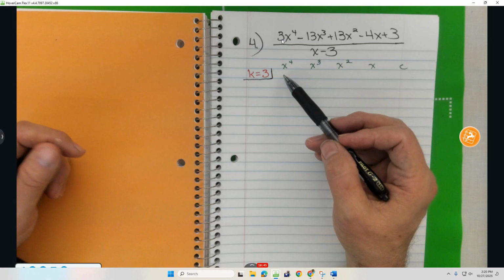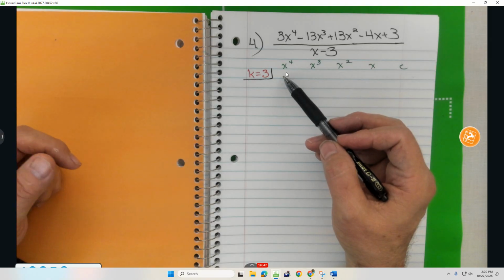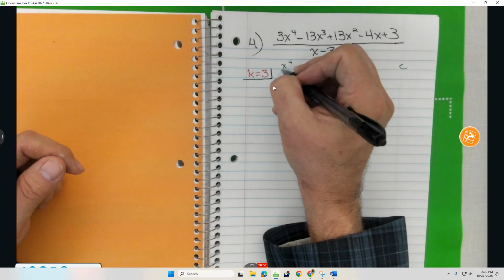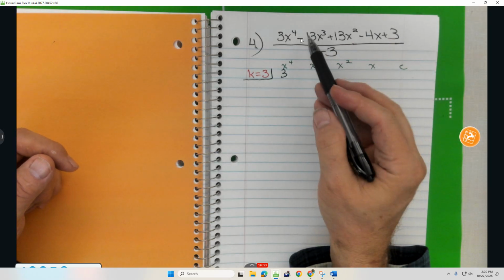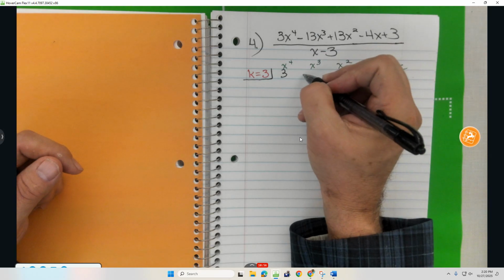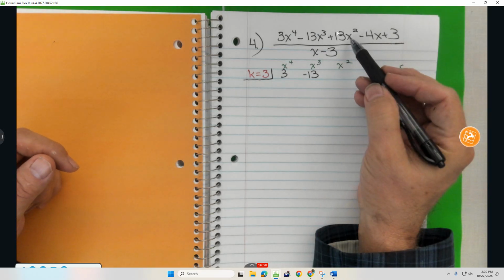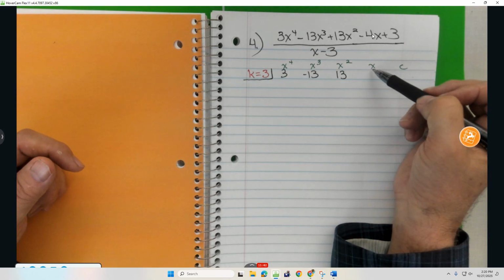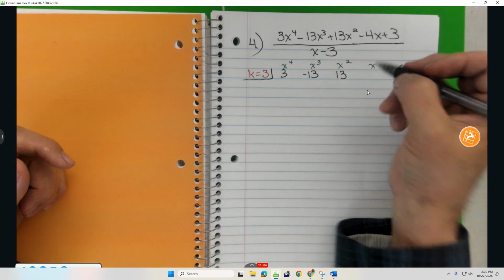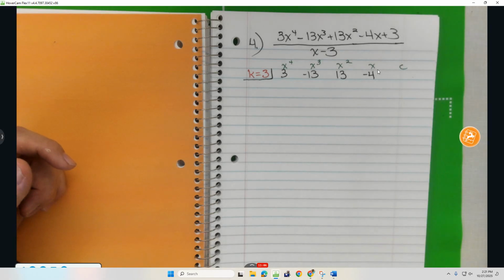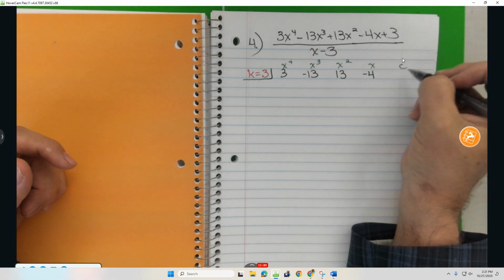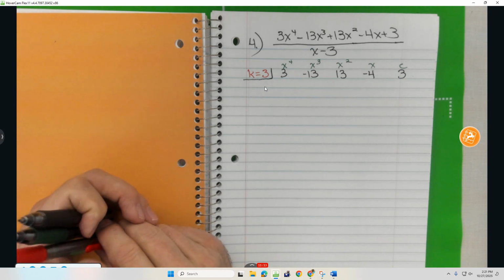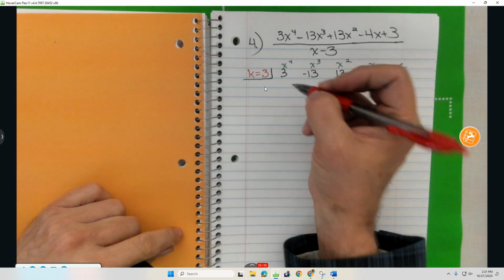Now we'll write the coefficients for each term. The coefficient of x to the 4th is positive 3. The coefficient for x cubed is a negative 13. For x squared, it's a positive 13. For x, the coefficient is a negative 4. My constant is a positive 3. Then we're going to skip a line.